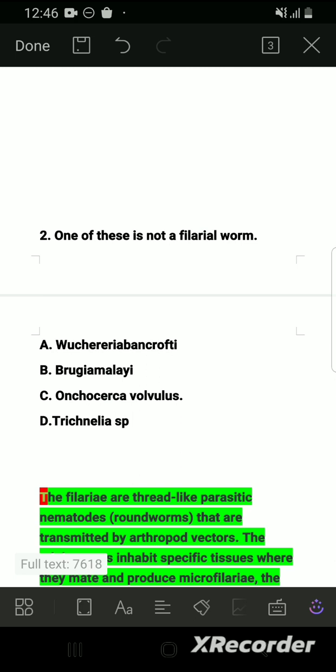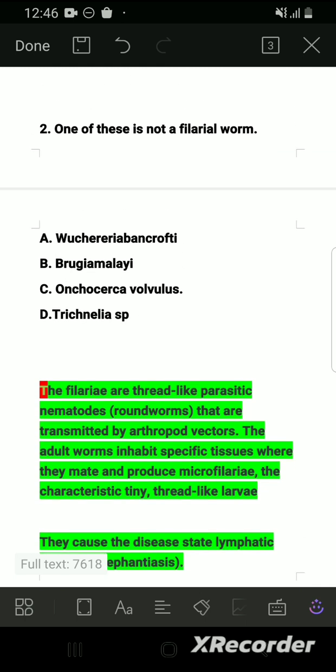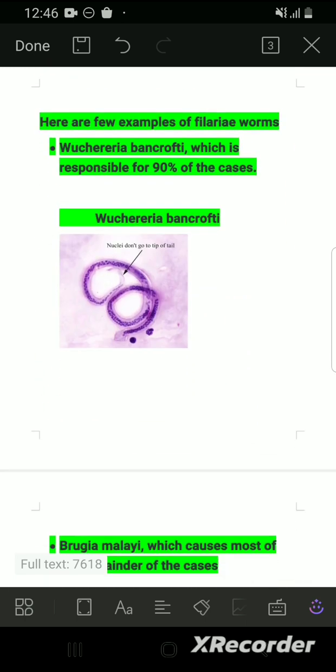What about Onchocerca volvulus? No, it doesn't belong to any of them. So the wrong one there is Onchocerca volvulus. So we move over to the next question.